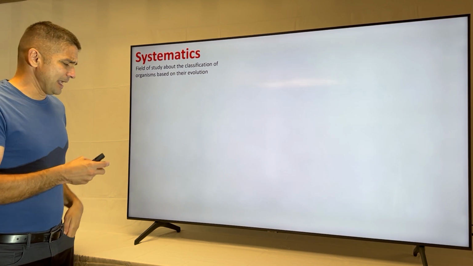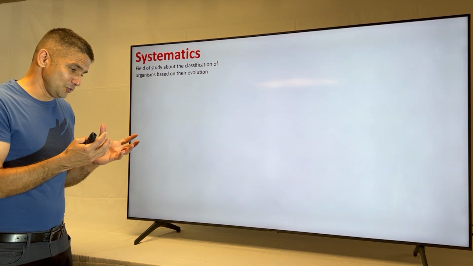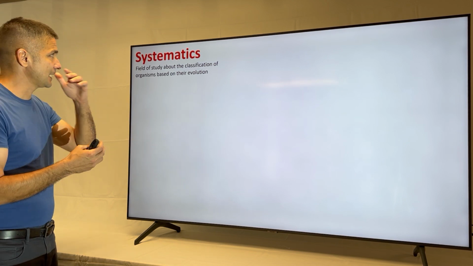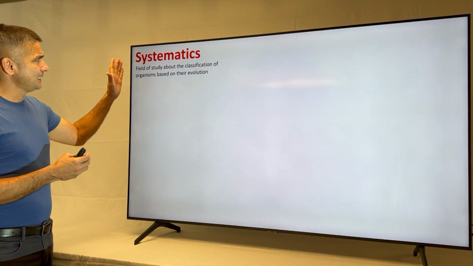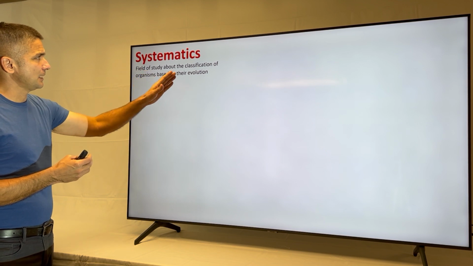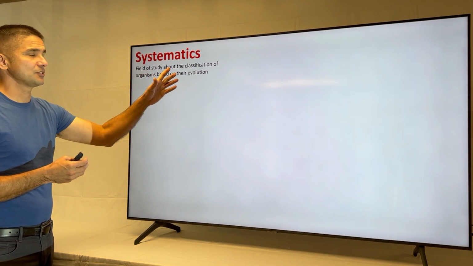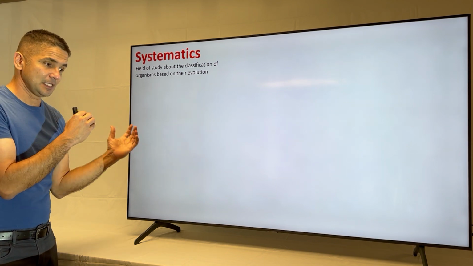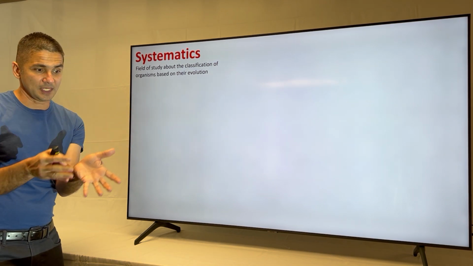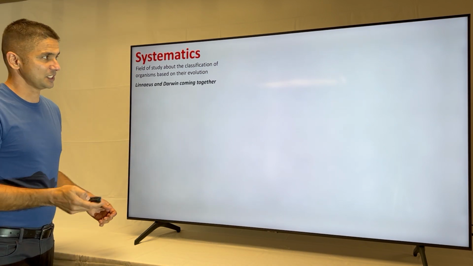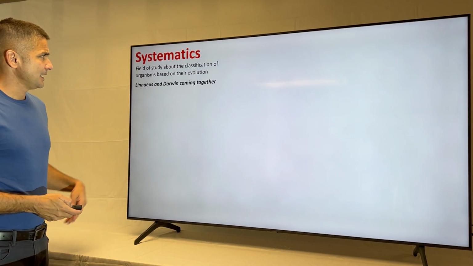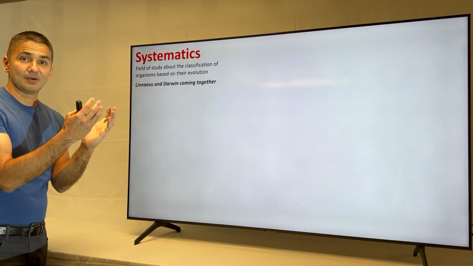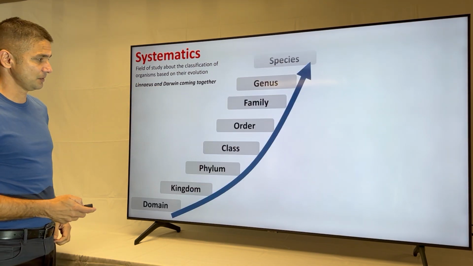Now, the emergence of evolution, of us knowing evolution and using that as a way to classify species, led to what is called systematics. Systematics is basically a field of study about the classification of organisms based on their evolution. This idea, again, that we can classify a species using this taxonomy hierarchy by looking at the evolution of those species. Basically, it is the system introduced by Linnaeus and Darwin coming together in a single classification system, a huge improvement.